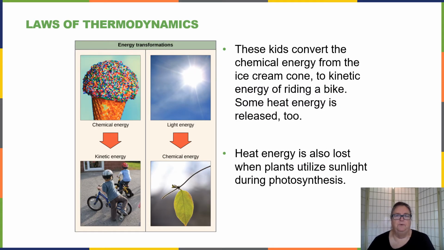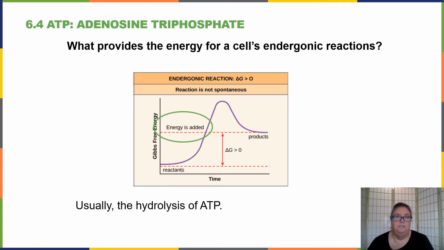So some other examples: a plant is capturing light energy from the sun and putting that into chemical energy. Here we're looking at an ice cream cone that represents chemical energy, and then some kids are eating that and they are going to convert it into kinetic energy. All right. And at each one of those stages we lose some energy.